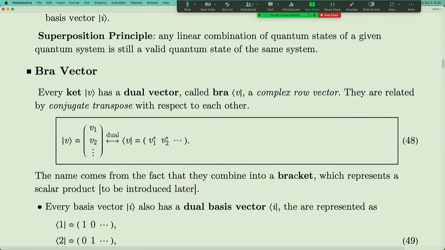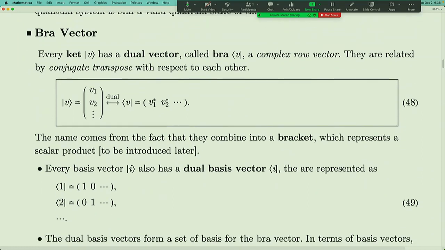For example, a famous example is Schrödinger's cat. Schrödinger basically imagined a thought experiment such that a cat is in a superposition of life and death. Live cat and dead cat, of course, are two legitimate quantum states of this cat system, but you can also add them or subtract them together, and then the result is still a legitimate quantum state. So that's about superposition.